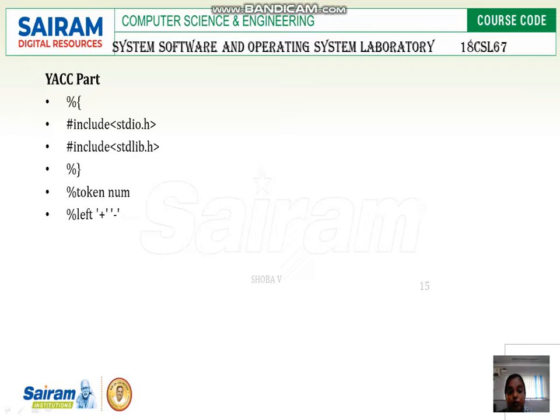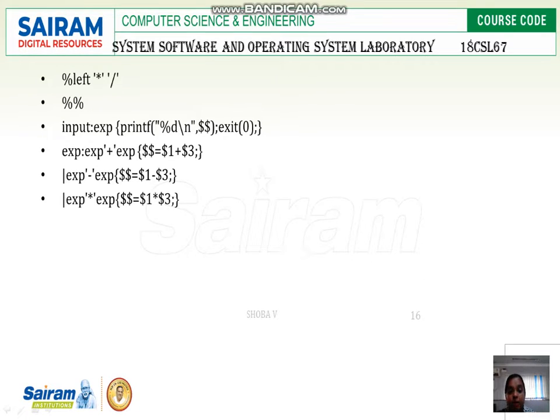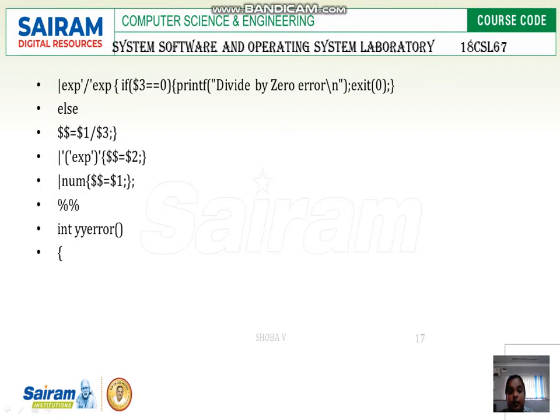This is the definition section. It starts with percent and open brace, #include stdio.h and #include stdlib.h. And now we'll see the regular expressions, followed by the rule section. So $1 plus $3 is for addition, $1 minus $3 is for subtraction, $1 into $3 is for multiplication, and for division, if the condition $3 equals 0, then it prints a divide by 0 error, otherwise we get the expression, and yyerror.